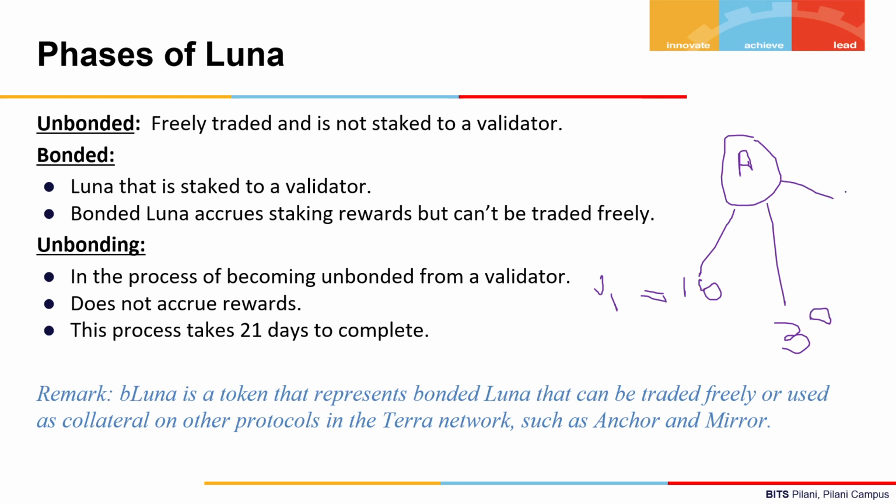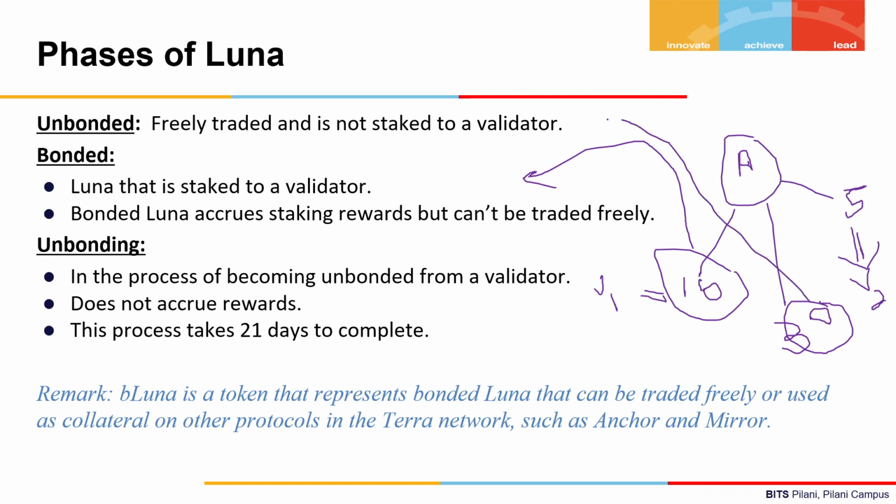And then we have some 5 Luna coins which were initially bonded to V2, but I didn't like the performance of V2, so I want to take them back. So they are currently not with me, neither with the validator, but in the process of coming back to me. These 15 coins are bonded coins, and these cannot be traded freely. The 30 coins are the coins that I can trade freely, and they're unbonded. And the 5 coins are in the process of being unbonded, which is called the unbonding phase of Luna. The process of unbonding takes approximately 21 days to complete.